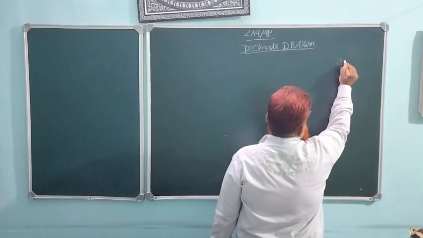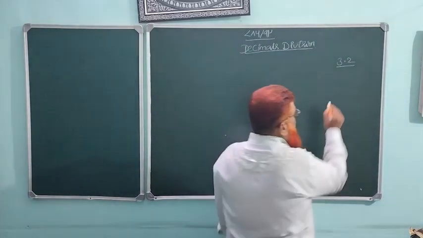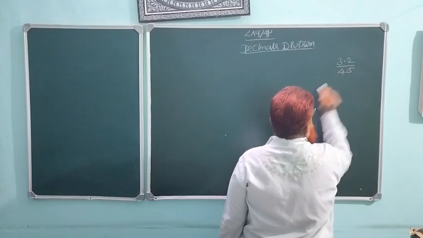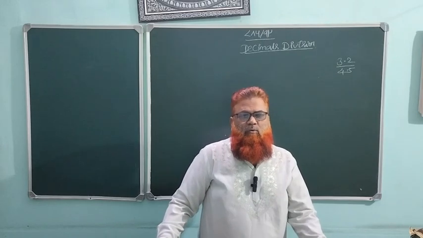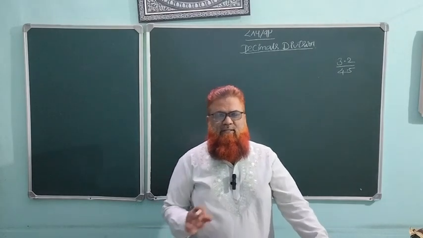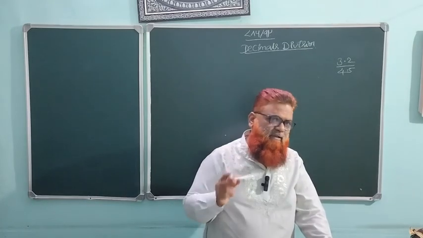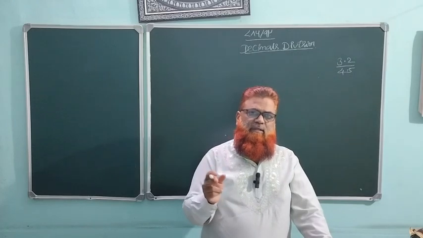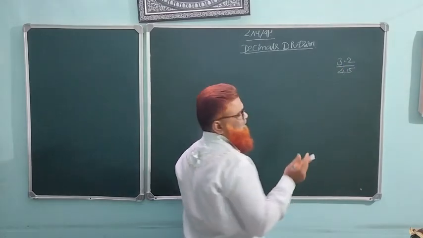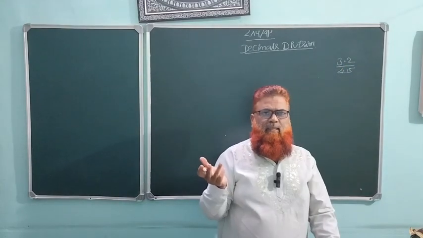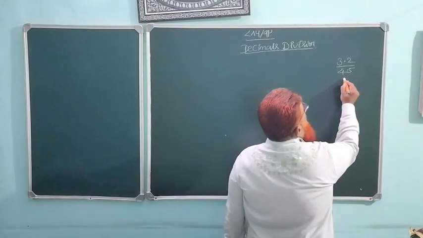Say 3.2 divided by 4.5. We have to divide 3.2 by 4.5. How to divide this? This is one decimal divided by another decimal. If it had been a matter of whole numbers, the thing would have been very different. For example, 32 by 45 is very easy to divide. But 3.2 by 4.5, there are two ways.